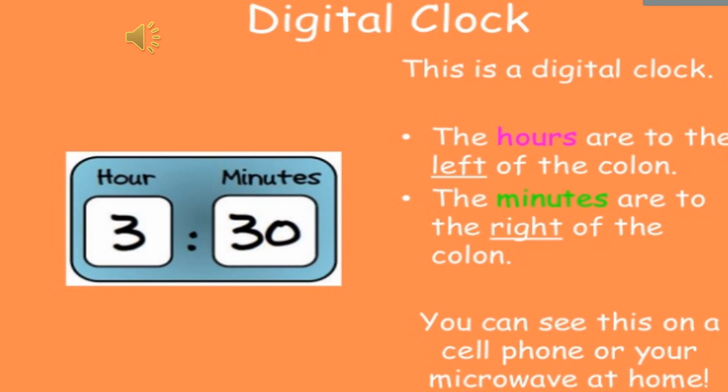Now, how to read this digital clock? Now, we have 2 dots in between the numbers, between the hour and the minutes. These 2 dots are called the colon. Now, on the left of the colon, we have the hour, and on the right of the colon, we have the minutes. Now, how do we read this digital clock? It says 3 hours and 30 minutes.